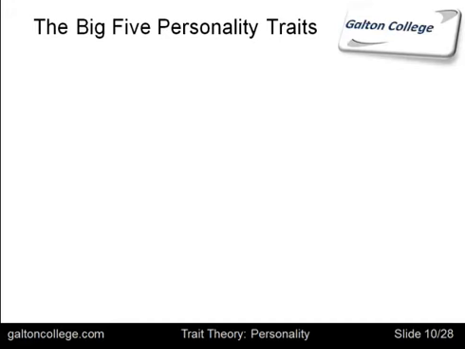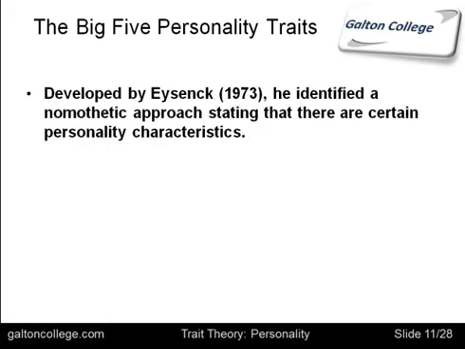Now there are 5 big personality traits which I'll come on to in a few moments, but just for a second let's just introduce these. These were developed by Eysenck in 1973. Eysenck, a famous psychologist, identified a nomothetic approach, stating that there are certain personality characteristics. So he was interested in the hereditary one, the one which is given, the nature one.